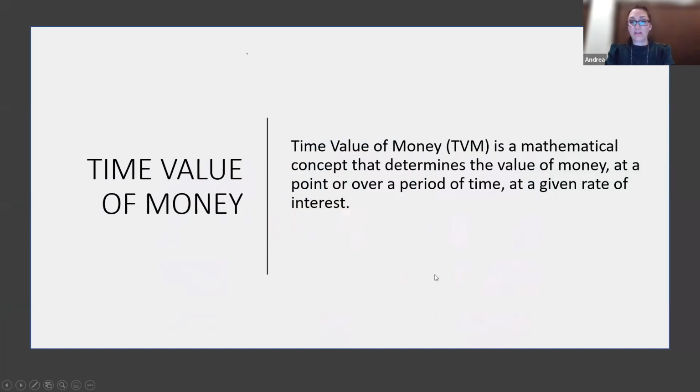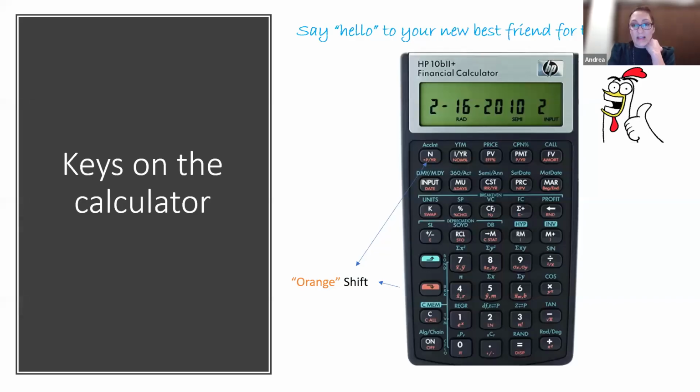All right, so time value of money. It's a mathematical concept, and it will determine the time value of money at a point or over a period of time using a given rate of interest. So you say, well, what does that mean? Well, before we do that, let's look at your calculator, which is going to be your new best friend for the next year. You're going to probably be bringing this to all of your classes. You'll be using it, I'm sure, in almost all of the courses, right?